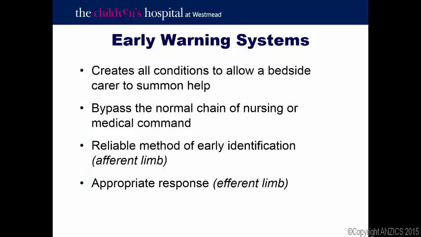If we think now about our early warning systems, we know that it's about creating conditions that allow bedside care to be summoned. We know that it's about bypassing the normal chain of command. We've talked a lot over the last couple of days about mandatory calling criteria. The reason we're mandating is so that people feel confident to break down some of these traditional barriers that have been well embedded into our healthcare system. And we've certainly heard a lot about the afferent limb and the efferent limb.